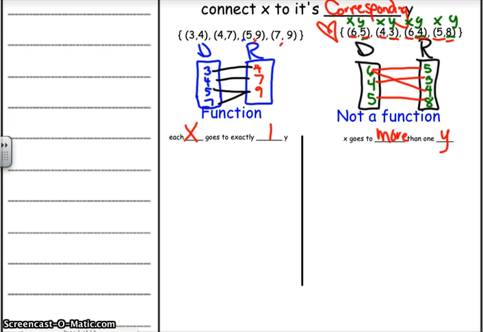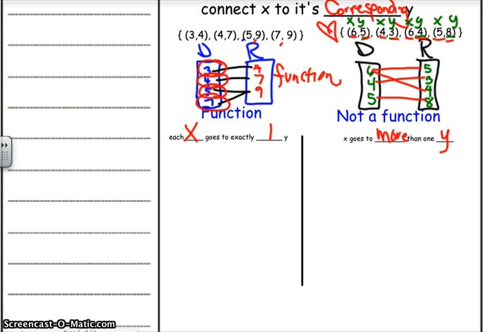So I look at each x. This x is going to one thing. This x is going to one thing. This x is going to one thing. I know that because there's one line connected to it. This x is going to one thing. So this relationship would be a function. I would write function. X went to one thing. One line was connected to each x.